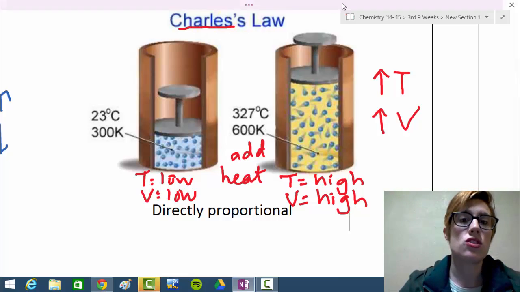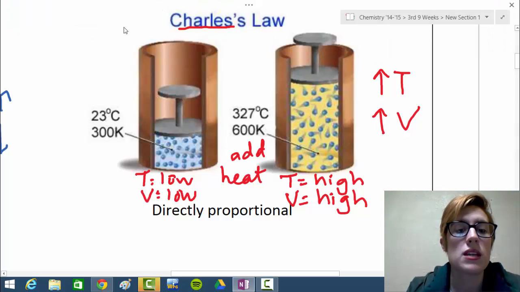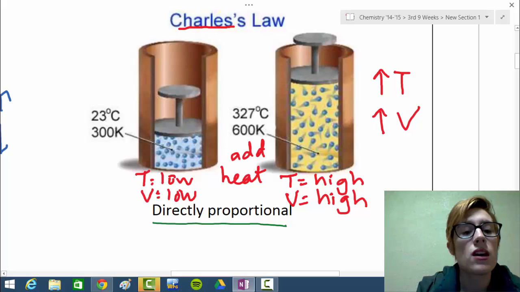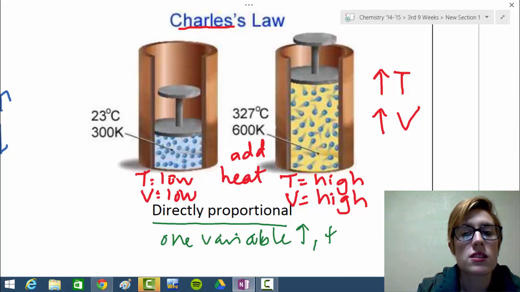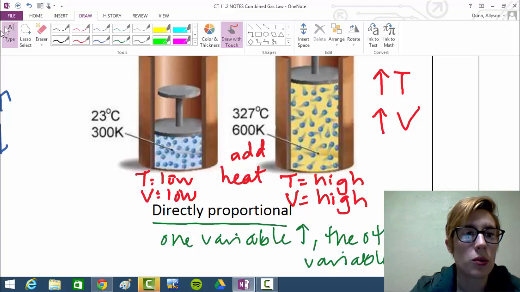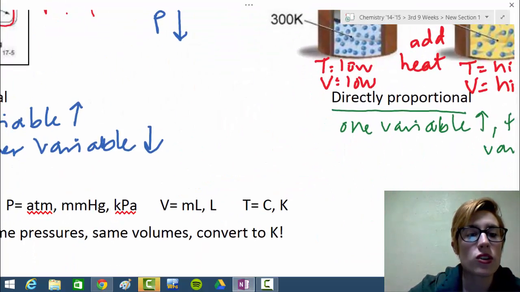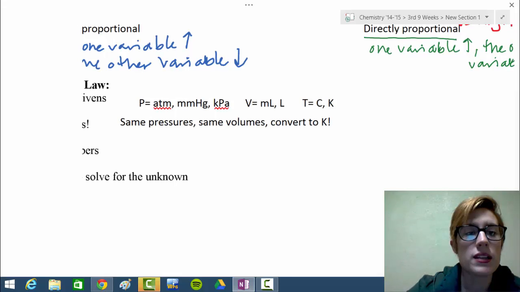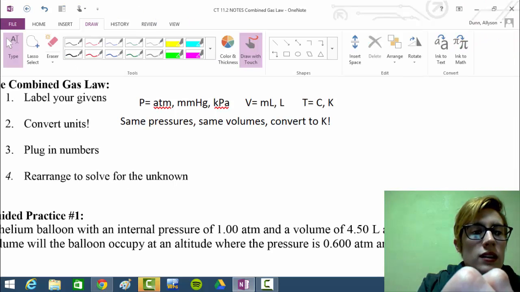So we say that these two properties, volume and temperature, are directly proportional, meaning when one variable increases, the other variable does the same thing. The other variable also increases. Okay, so now that takes us to our law, where we're going to be talking about our mathematical law. The combined gas law is written like this.